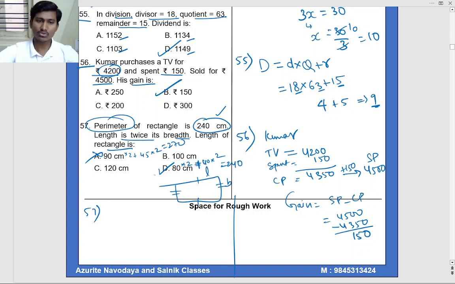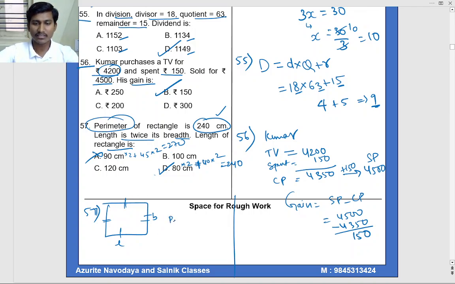Or if you want me to solve, let me solve it. So this is the rectangle, right? Let me take it here. So length here, breadth this side. Okay. So here perimeter total is how much? That is 240 centimeter. So how do we find the perimeter of rectangle? 2 times length plus breadth, right? So it is 240.